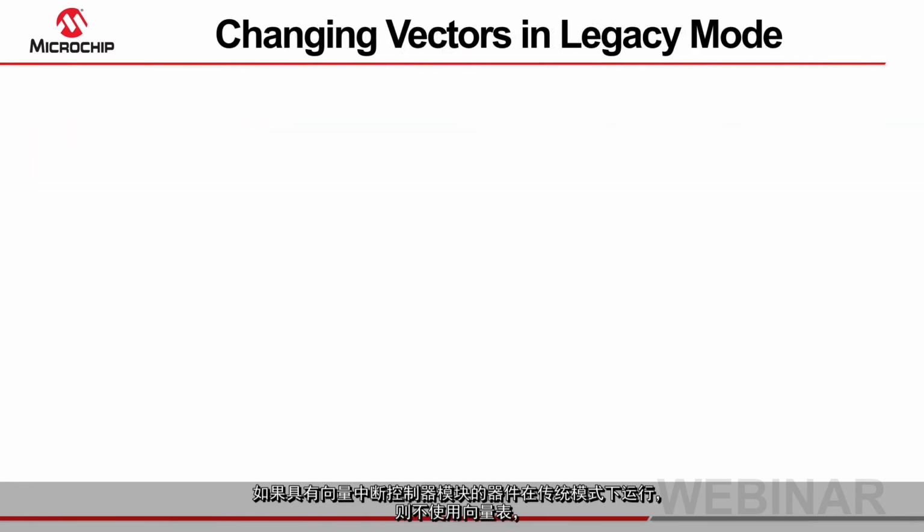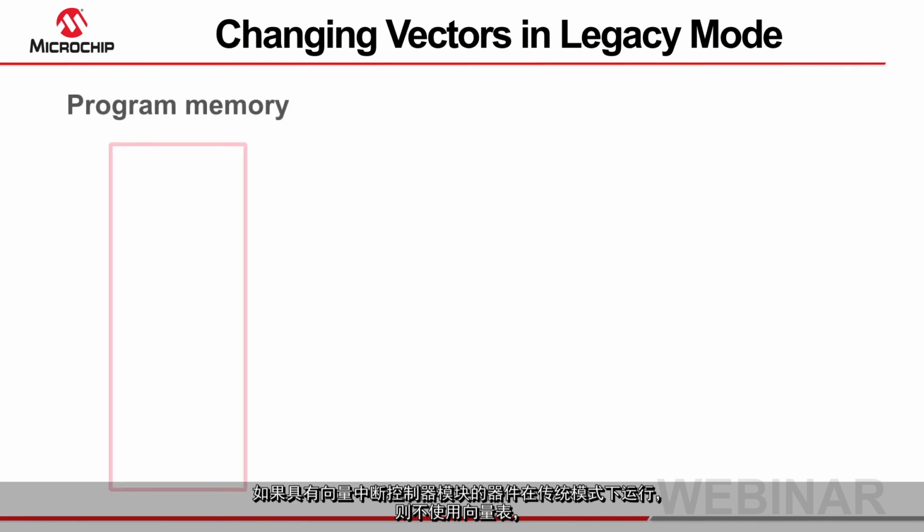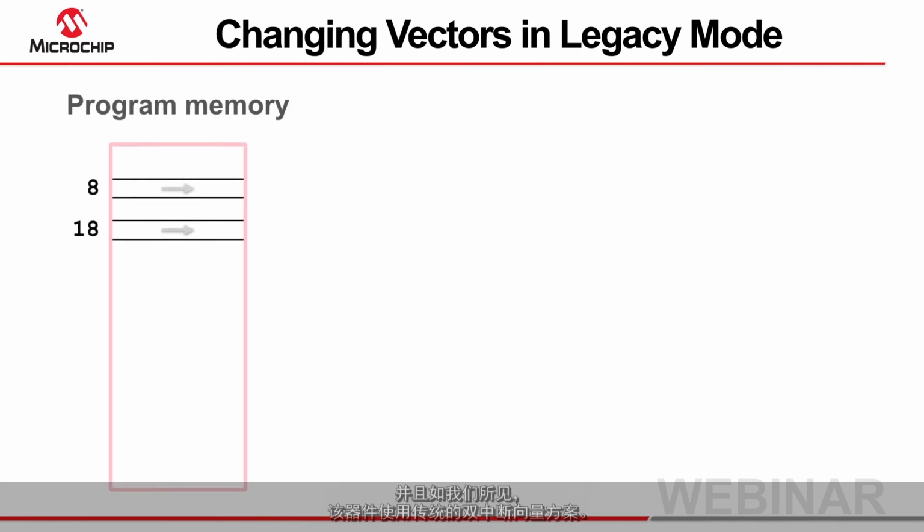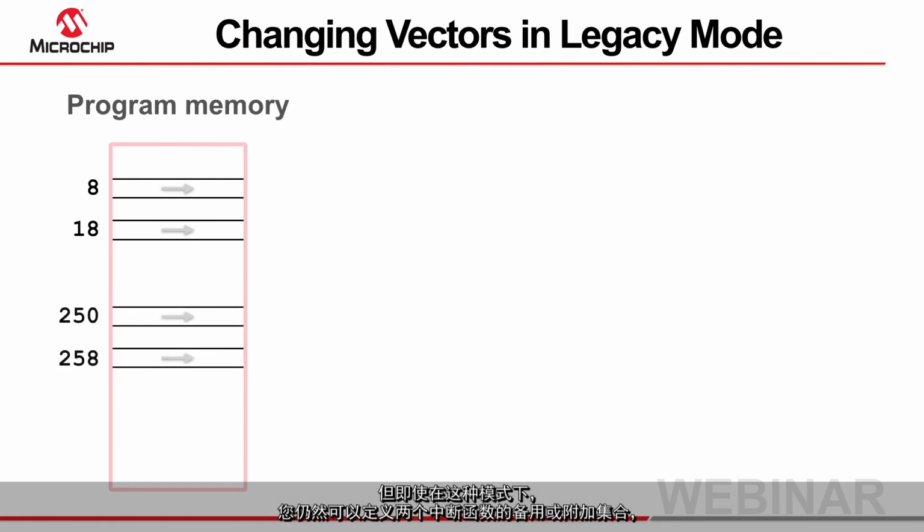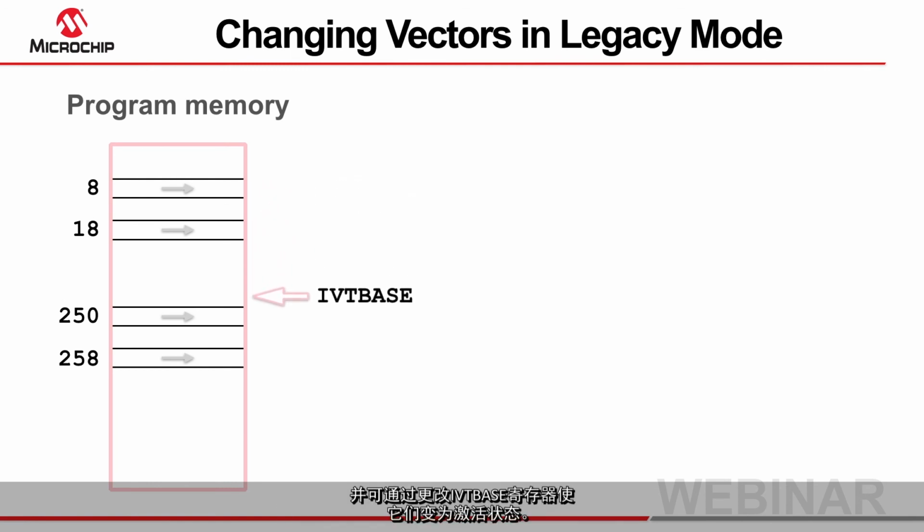If a device with the vectored interrupt controller module is operating in legacy mode, vector tables are not used and, as we have seen, the device uses the conventional dual interrupt vector scheme. But even in this mode, you can still define alternate or additional sets of the two interrupt functions and have these become active by changing the IVT base registers.